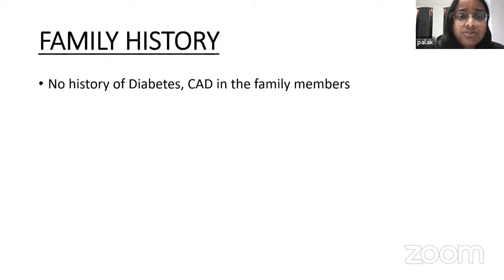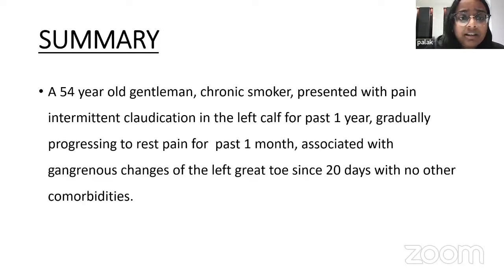Family history: there is no history of any diabetes or coronary artery disease in the family members. To summarize my case, a 54-year-old gentleman, chronic smoker, presented with intermittent claudication in the left calf for the past 1 year, gradually progressing to rest pain for the past 1 month, associated with gangrenous changes on the left great toe since 20 days with no other comorbidities.